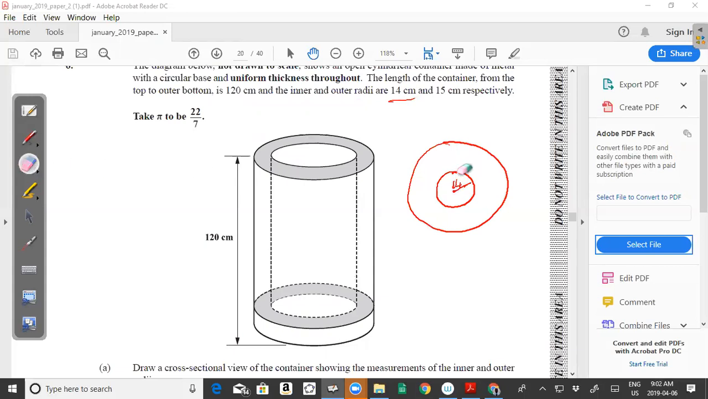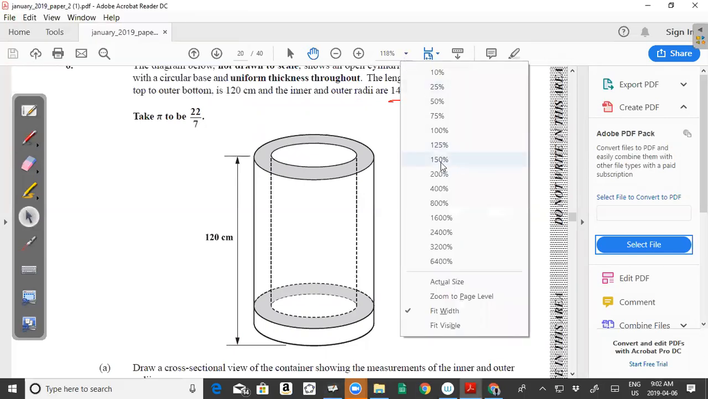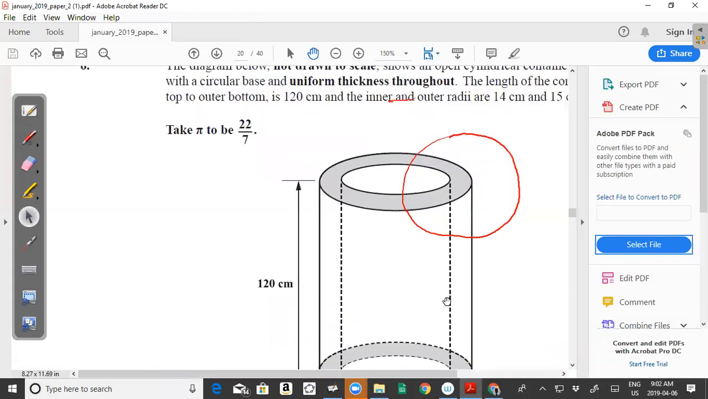I'm actually drawing this a little bit bigger, right? So you guys can see that. Let me also increase the percentage here, maybe to 150. That's better.